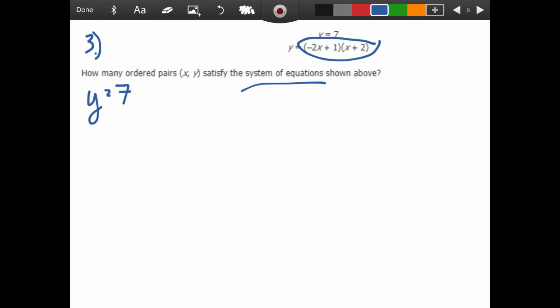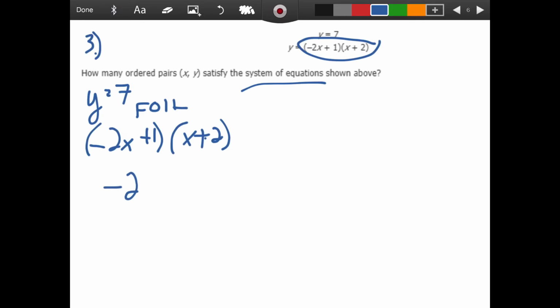This really doesn't make sense to me right now, so let's expand it and FOIL it. I like the term FOIL. I know a lot of you say the box method, but first, outer, inner, last, that always helps me. So when I FOIL this out, I'm going to get negative 2x squared, okay, 2 minus 3x plus 5, okay?